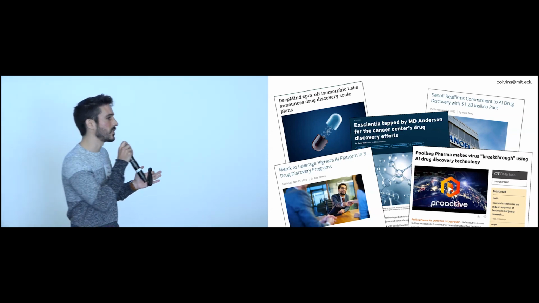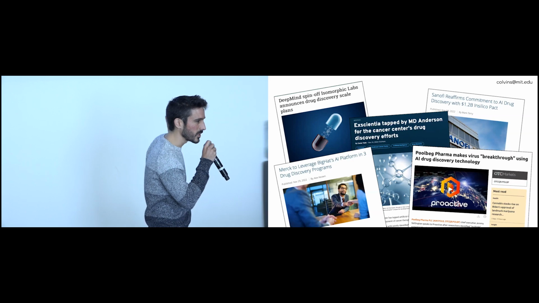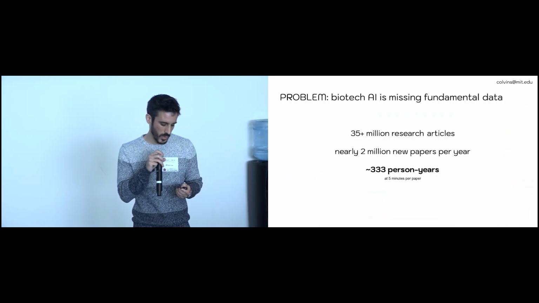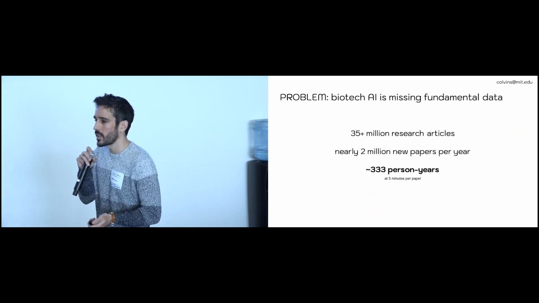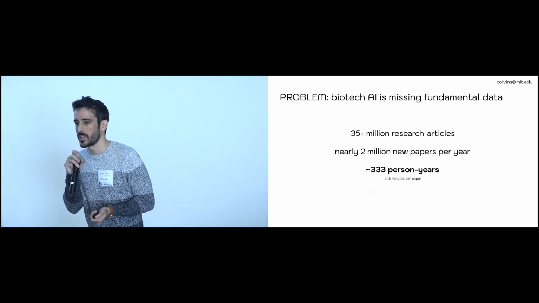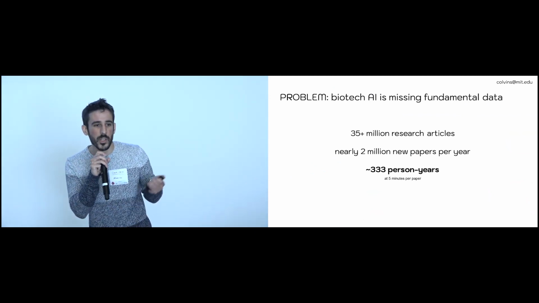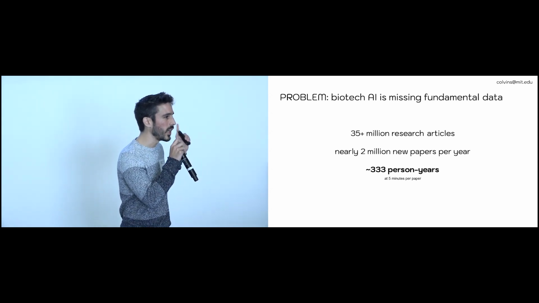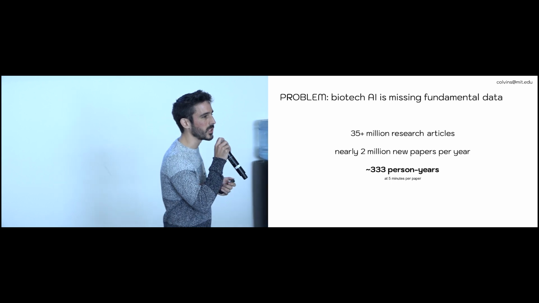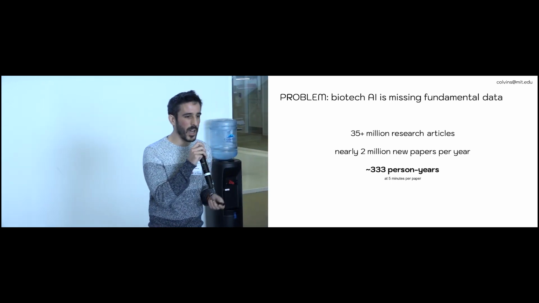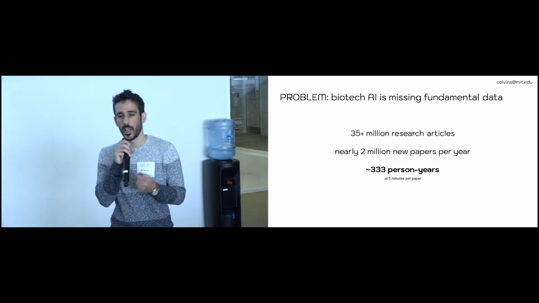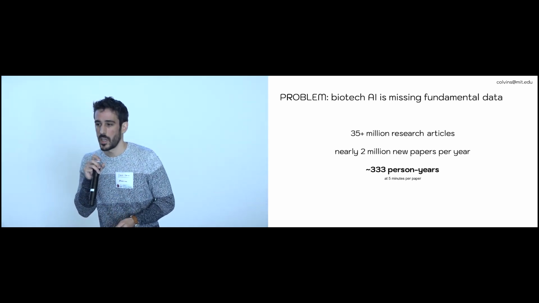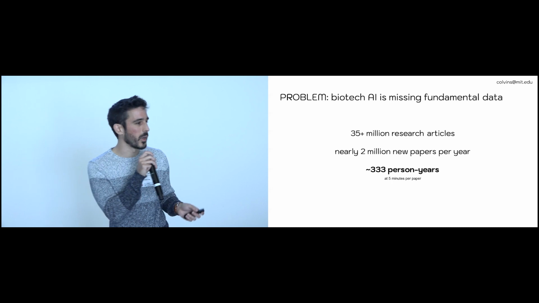But here's the dirty little secret they don't tell you in any of these articles. Their AI models don't actually have the data that they need. All these AI models are missing that fundamental data that explains how biology works. And that's because that data is buried in more than 35 million research articles. There's nearly 2 million articles published each year. And if you were to spend just 5 minutes per paper trying to collect that data and annotate it, it would take centuries. But that is exactly what we are going to do.